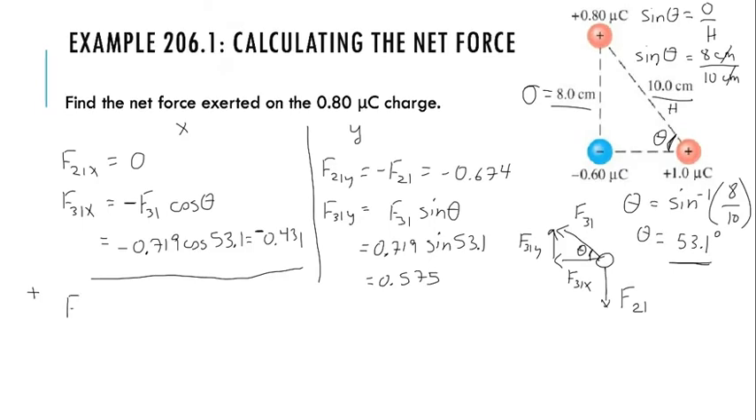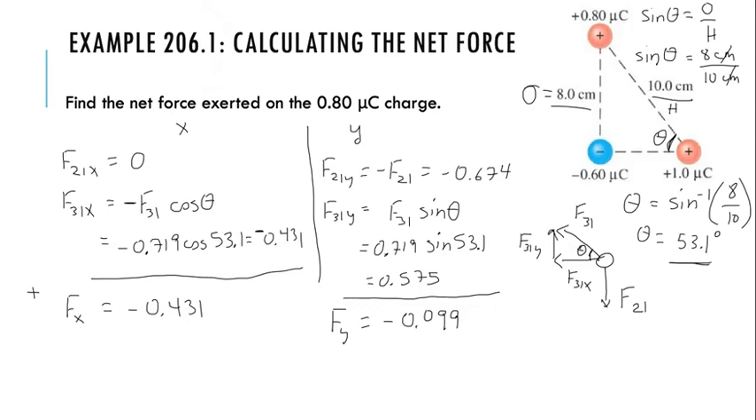Remember what F of x is? It's the net force in the x direction. So 0 plus negative 0.431 will give us negative 0.431. And then we're going to add all of the y components to get the y component of that net force. Negative 0.674 plus 0.575 is going to give us negative 0.099 newtons.